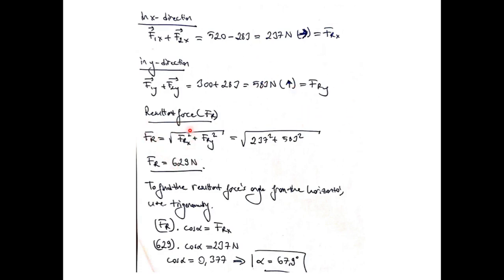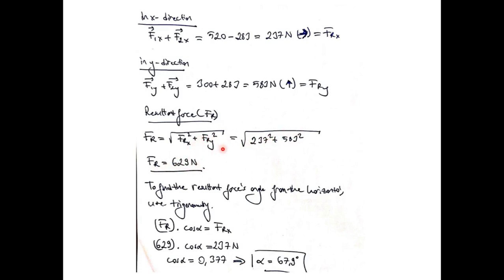So what we need to do is take the square of FRX and FRY, which are the X component and the Y component of the resultant force, and take the square root of their summation. Why are we doing this? This actually comes from the triangle equation. When we do the calculation, FRX was 237 newtons, and we square it. The Y component was 583 newtons, and we square it. When you take the square root of their summation, we get 629 newtons.